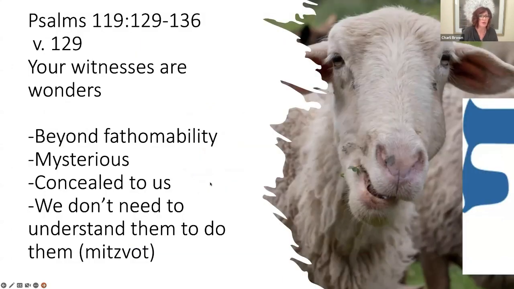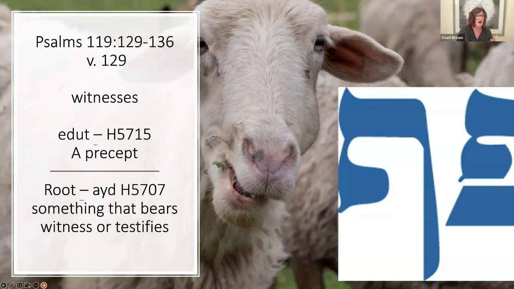I'm going to scoot you guys on though, since we've already listened to this. In Psalms 119, we have 129 through 136 again, and I'm going to start you guys out in verse 129. It says, your witnesses are wonderful. They're wonders. We think about wonders like the wonders of the world. The whole point here is I want you to think that the witnesses are beyond fathomable. They're mysterious. They're kind of concealed to us, but we don't have to understand them to actually walk out his mitzvah. That's the underpinning of what he's saying here: they're unfathomable.